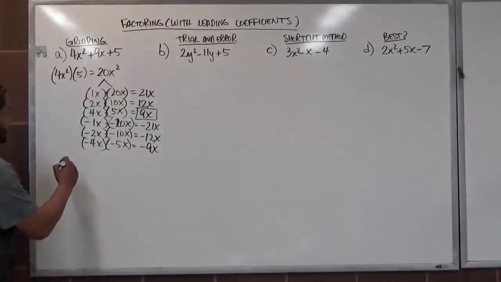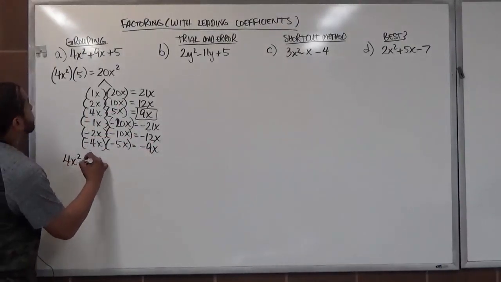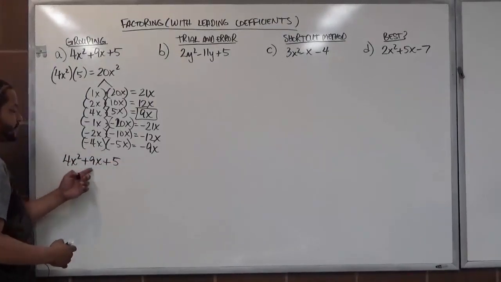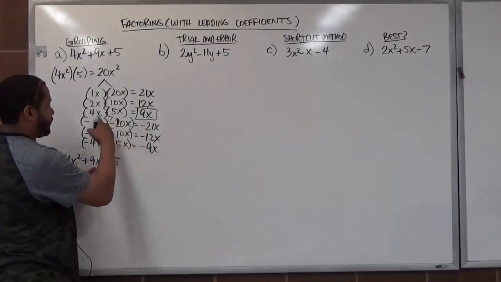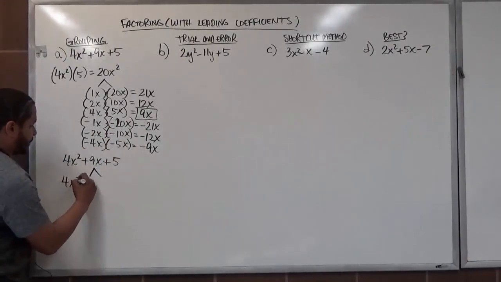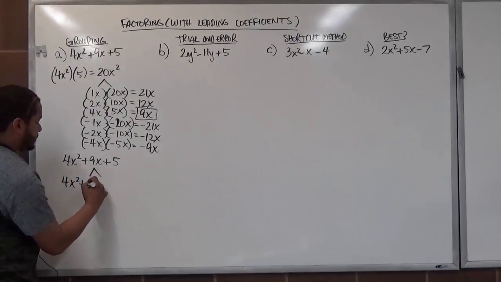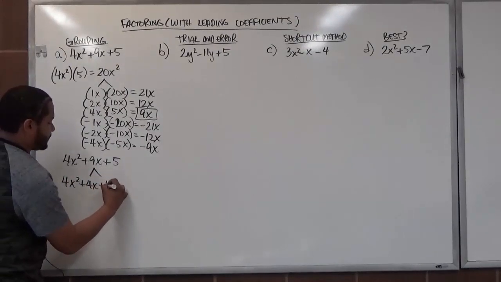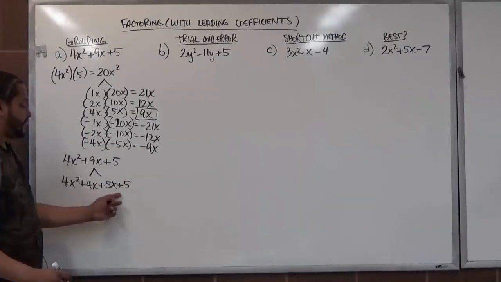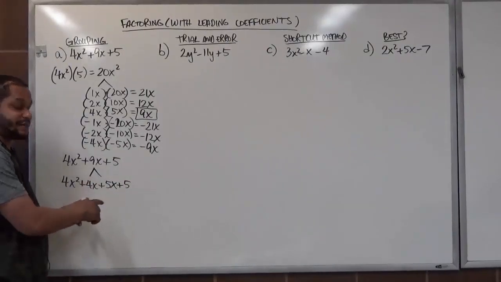So in this case we have 4x squared plus 9x's plus 5. And so what we're doing is substituting the 9x's for 4x and 5x. So we're going to split this into two cases. So we have 4x squared plus 4x's plus 5x's plus 5. And it doesn't matter the order that this is placed in. I'll show you guys that in just a second.